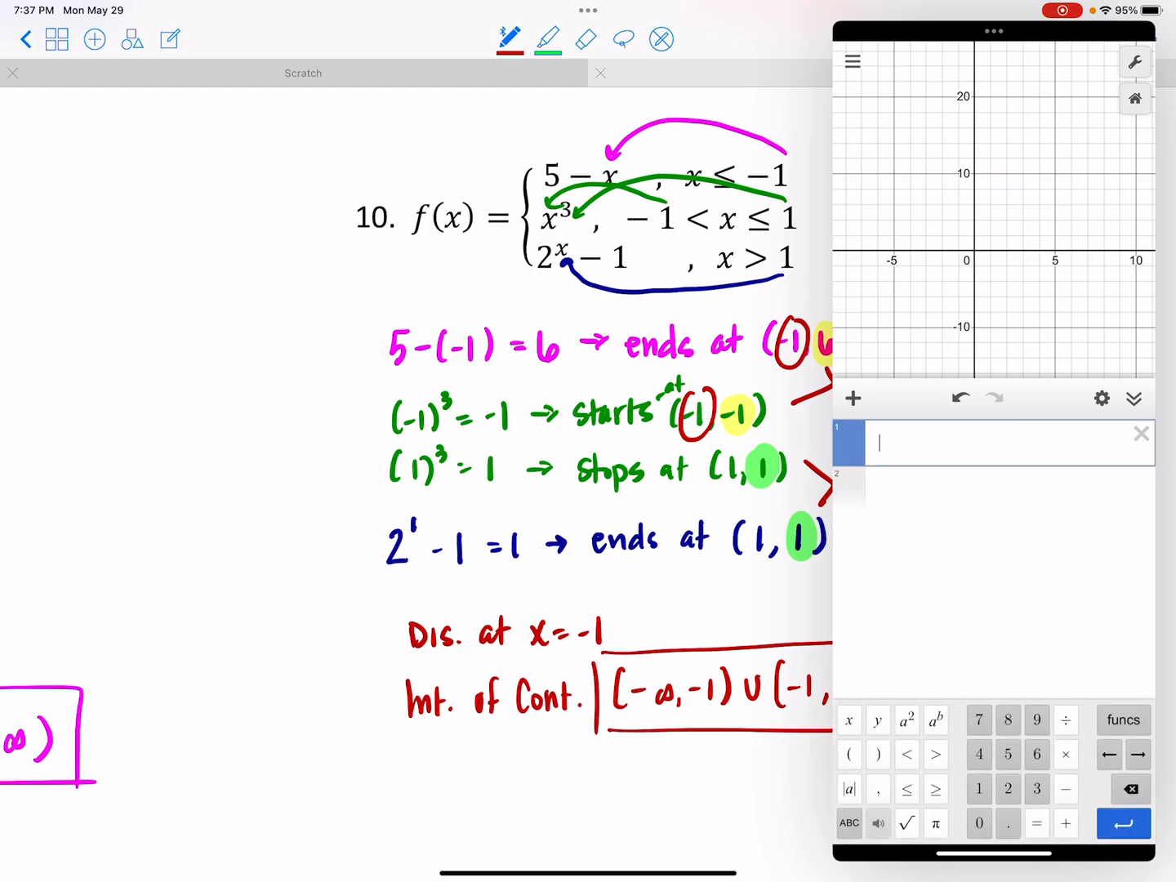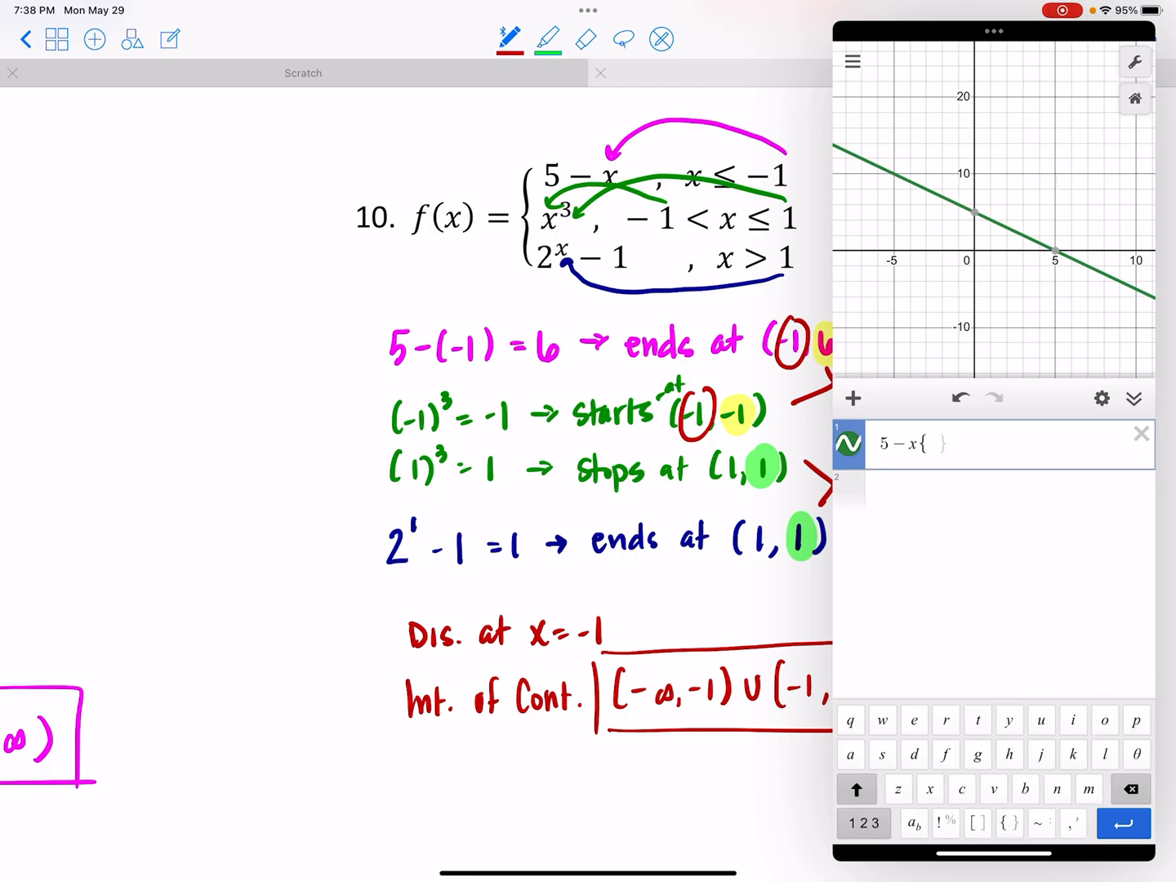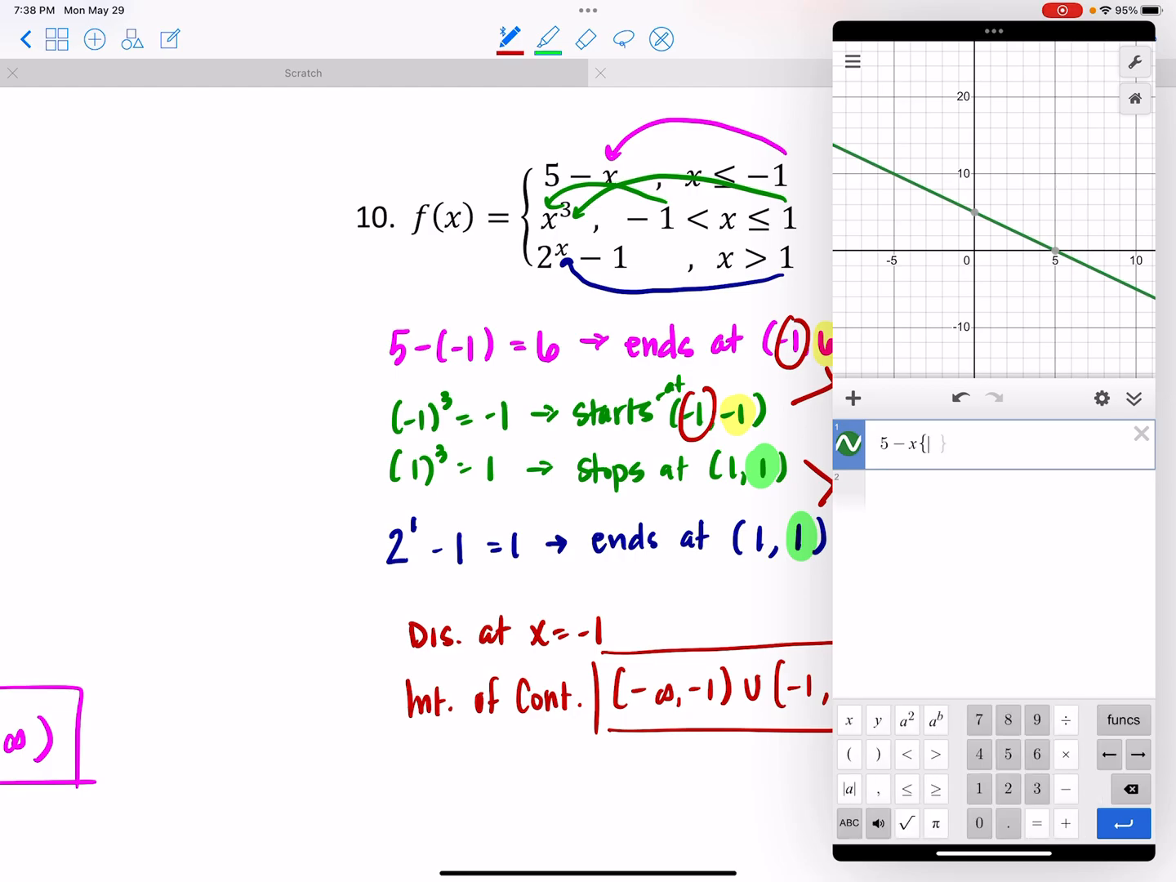So let's graph the first piece. So 5 minus x, that's a linear function. We only want this for the set of x's that are less than or equal to -1. So there's the first piece. The second piece is a cubic function, so x to the third power. But this is only for the set of x's between -1 and 1. So from -1 less than x, oopsie, less than x less than or equal to 1. There's that second piece, really tiny.